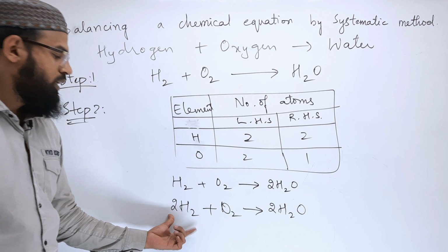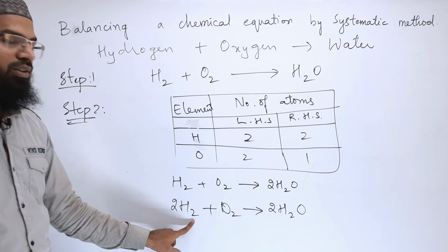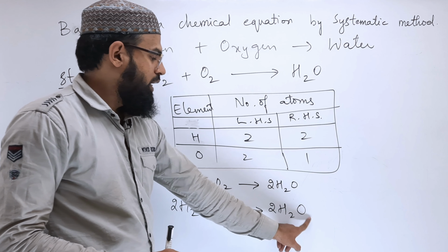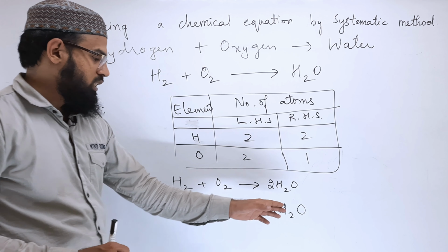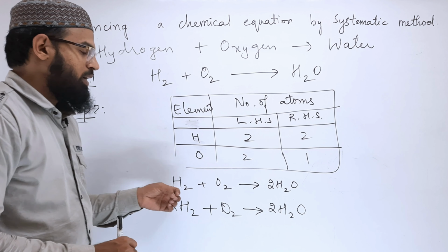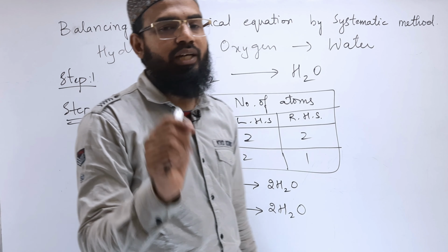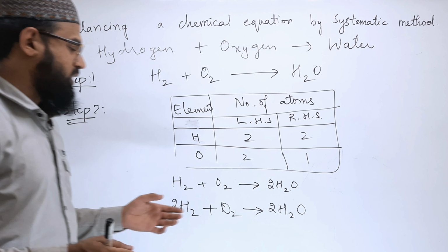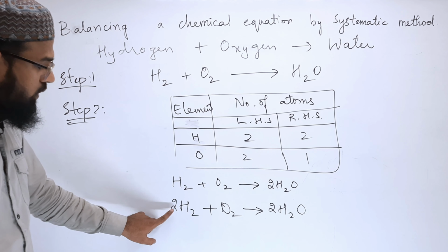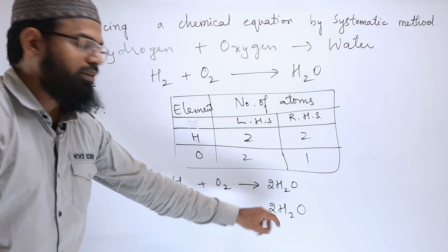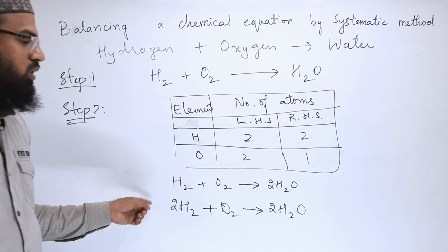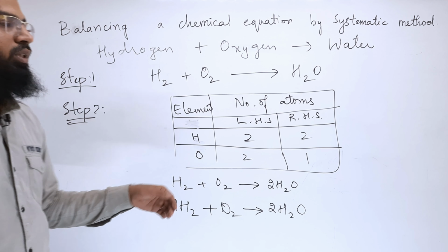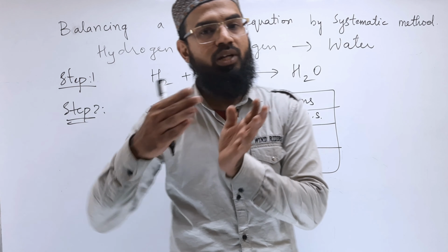Now if we check this, it is balanced. How many hydrogens are there? 4. How many oxygens are there? 2. So 2 twos are 4 hydrogens and 2 oxygens. So that means this chemical equation is balanced. And we have to check the coefficients. The coefficients should be the smallest whole numbers. Here this is 2, 1 and 2, so there is no common factor that can be cancelled or divided.